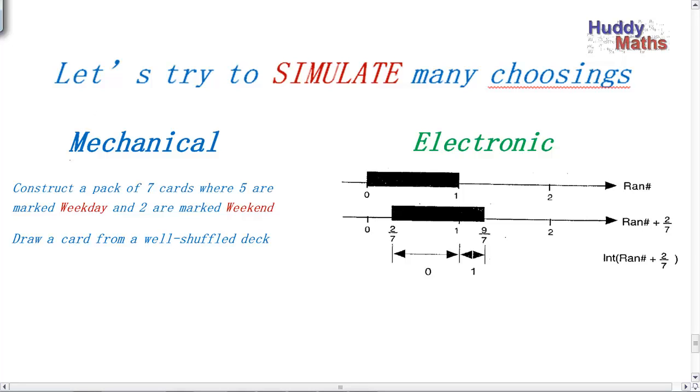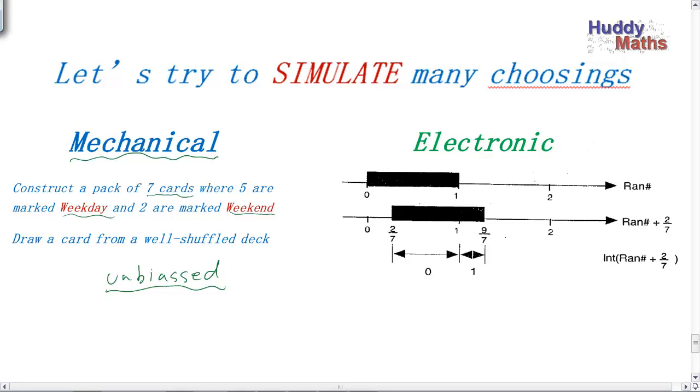Well, I'm going to do it mechanically over here. Okay, mechanically we want randomness here. Construct a pack of 7 cards. Here, I'm going to have a pack of 7 cards where 5 are marked weekday and 2 are marked weekend. And if you keep shuffling it, so we're not stacking them up in any particular order, so it's not biased. I want to put that word down. That's something you learned in the first presentation, isn't it? We want unbiased results here. Okay, so you will pick a card, record it, return it to the pack, shuffle it, and so on.